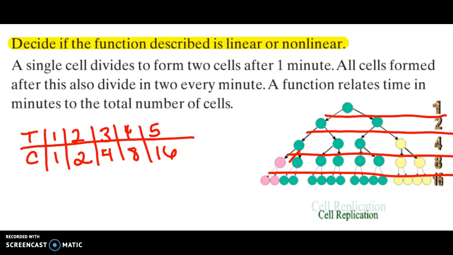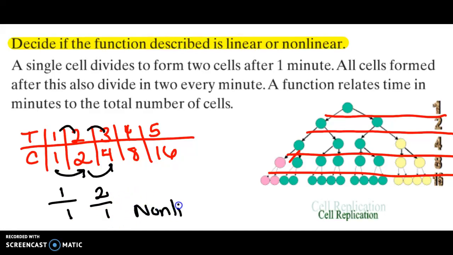So we want to see if this is a linear relationship. So I look at my change in my y, which would be my number of cells, my dependent variable, and it's 1 over 1 to begin with. And then it's 2 over 1. And I can automatically see that these are not equal ratios. So this is nonlinear. This is not going to be a linear relationship.